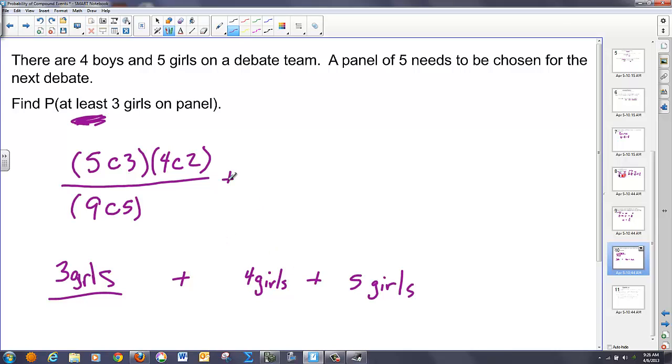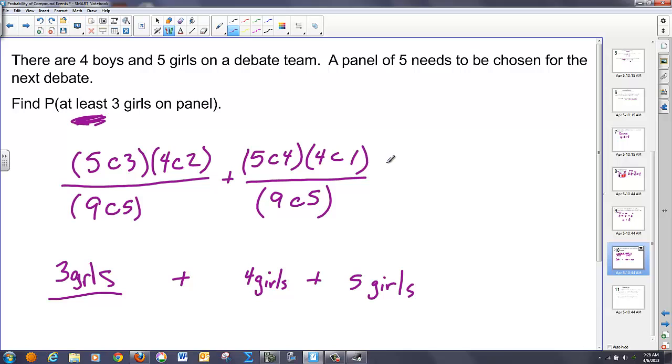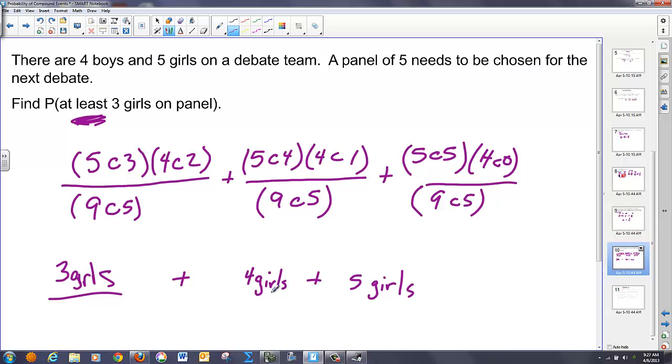So in this case, if I wanted 4 girls, I'd take from those 5 and pull 4 out. And then from those 4, I'd have to pick 1. That's over 9C5 because I'm choosing 5 people. And then for the 5 girls, I'd have to take from those 5, choose 5, and from those 4, choose 0 over 9C5. And if I add all those up, I get my probability.